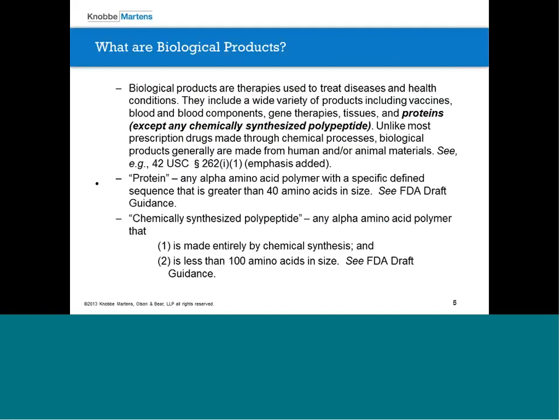The statute and some FDA draft guidance documents give some specific definitions as to what constitutes a biological product, and we have that on the next slide here. And as you can see, the definition is quite broad. There are two things I wanted to point out, which is that the FDA guidance document has a specific definition as to what constitutes a protein that would be considered to be a biological product under the statute, and that is any alpha amino acid polymer that is greater than 40 amino acids in size.